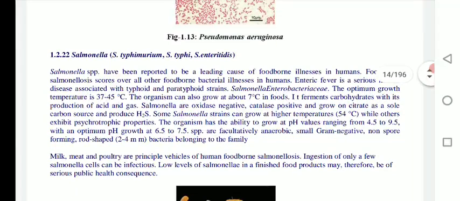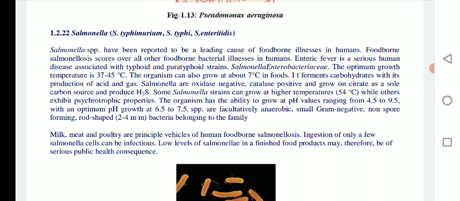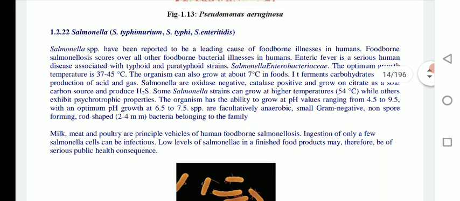The next important group of bacteria is Salmonella, and in that Salmonella typhimurium, then Salmonella typhi and Salmonella enteritidis. These are again important pathogens from this group which are usually present in food. Salmonella species have been reported to be a leading cause of foodborne illness in humans. This is one of the major foodborne illnesses that we face. Foodborne salmonellosis scores over all other foodborne bacterial illness in humans.